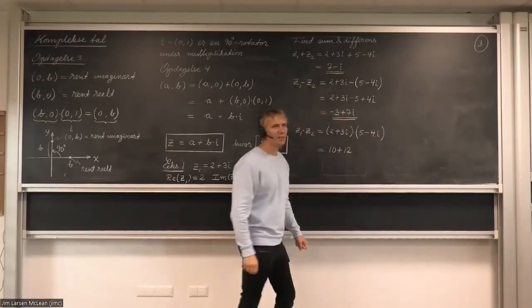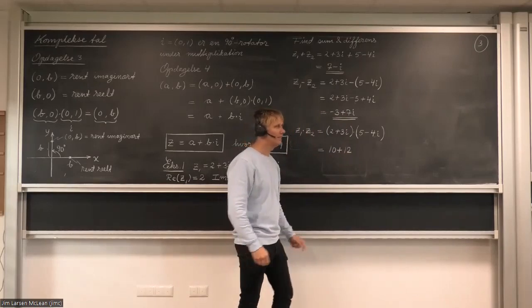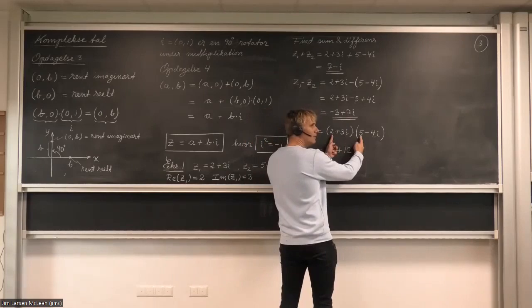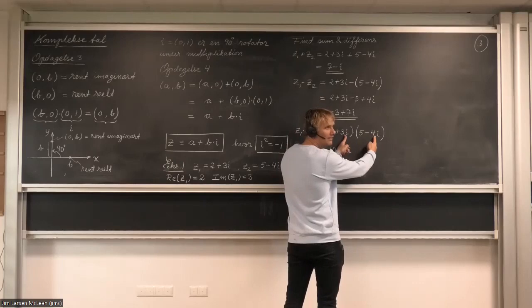So why did I do it that way? It's because now I've got everything that doesn't have to do with i first. This term doesn't have anything to do with i. This one and that one have a lot to do with i. But because it's i squared, it disappears and doesn't have anything to do with i. Do you understand what I mean?